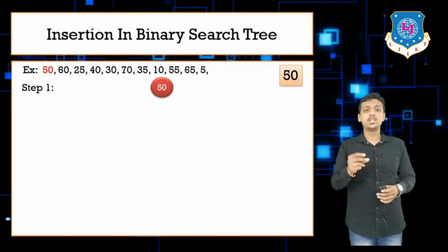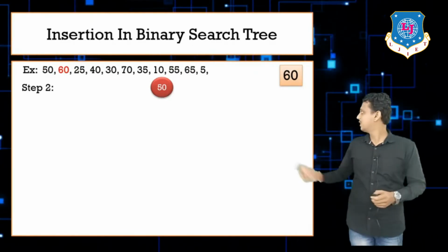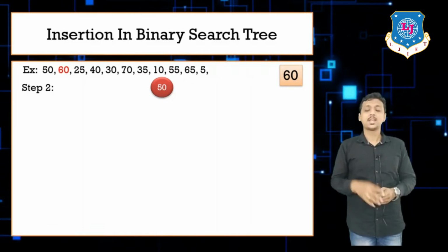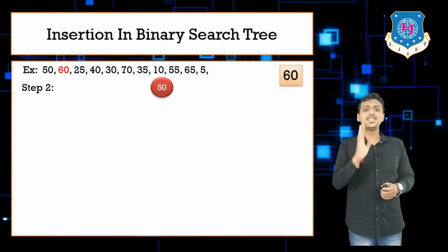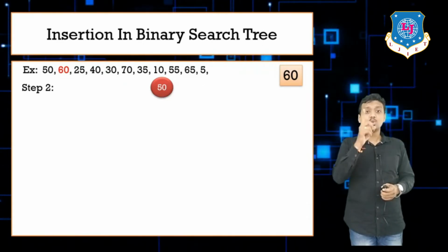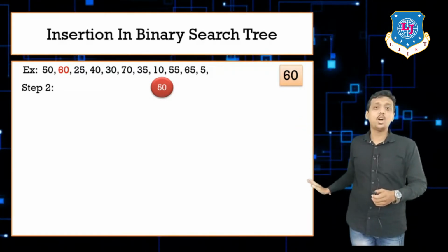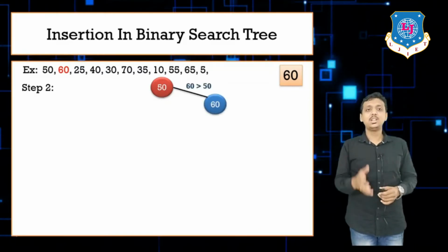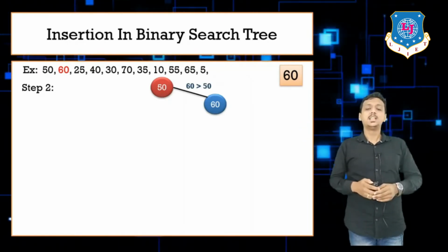Now students, what is our next value? The next value is 60. Now just compare your 60 with root node 50. Now tell me, is 60 greater than 50? Yes. So where do we need to insert it? We need to insert it on the right side of 50. As 60 is greater than 50, we insert 60 on the right side of 50. Now let me take the next value.